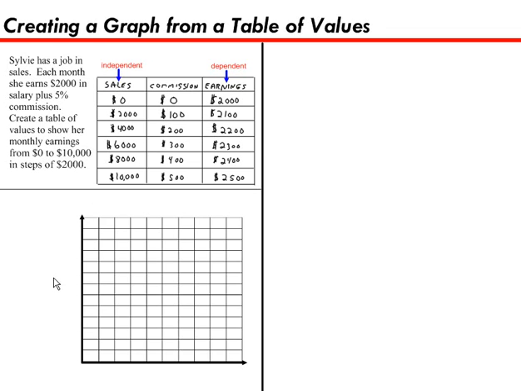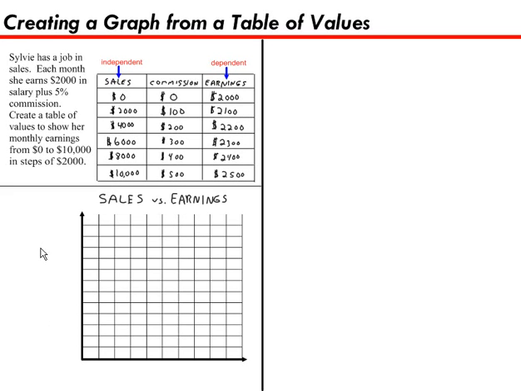Here's an empty graph for you. Our horizontal axis is right here, it goes sideways, and our vertical, of course, goes up and down. Let's add a title. I called my graph Sales versus Earnings, and that's just because, well, that's what it is. It's comparing the sales variable with the earnings variable. It's showing the relationship between the two.